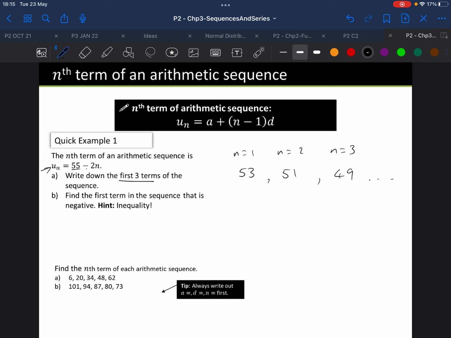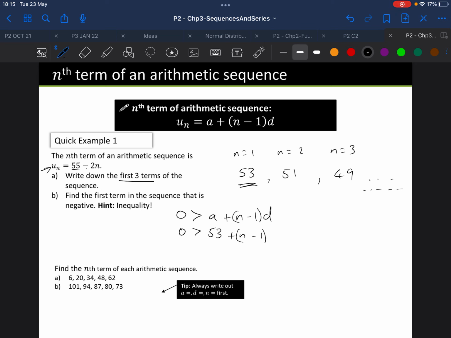Find the first term in the sequence that is negative. So how would we do this if we wanted to find the first negative term? And I do not want to write them all out. Okay, that's not a good use of time. Well, negative means less than 0, doesn't it? So negative could be something like that. Okay, so I'm going to say when is the nth term less than 0? Well, state the formula, substitute in the values. So the first term is 53, because I just worked that out. N, that's what you're trying to find. So which position is the first negative one?